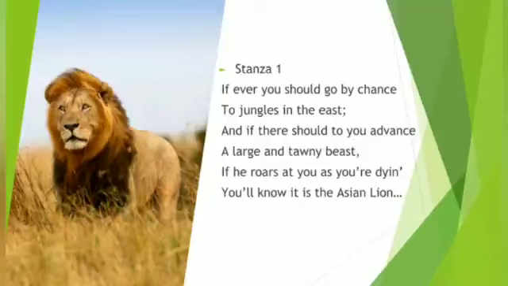In this stanza, the poetess says that if we come across an animal whose skin is yellowish brown in color when we are in the jungle, and if this animal roars at the person so strongly that he can die out of fear, it means that he has encountered an Asian lion. She humorously explains the Asian lion could kill a person with its roar.